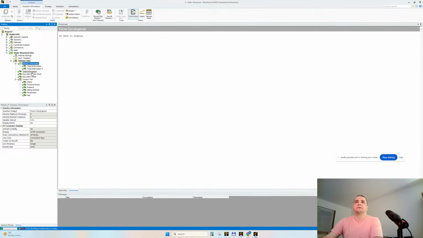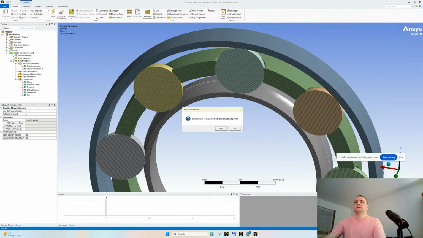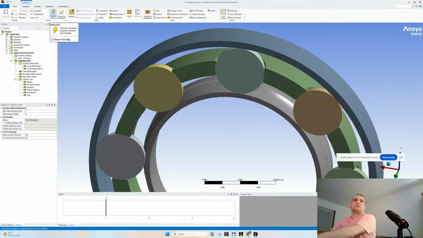Why do I feel that something is wrong? Yeah, something is wrong because I don't hear the fans of my computer. Just remember, when we are solving with 50 cores, the fans go a little crazier, and I don't hear the fans working. It's clear that something stopped here. Let's clear generated data. Yes. Solve, and maybe solve it again. Save, then solve it again.